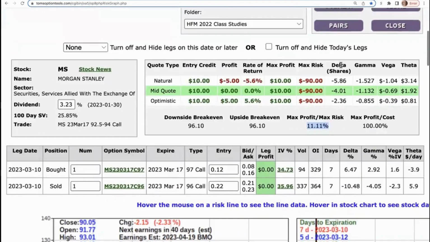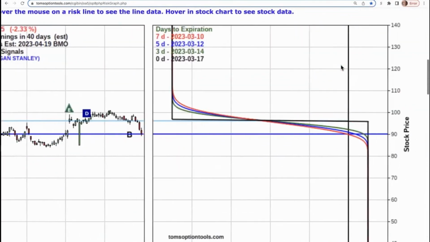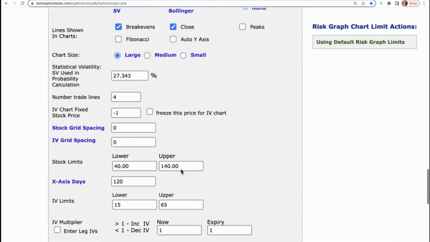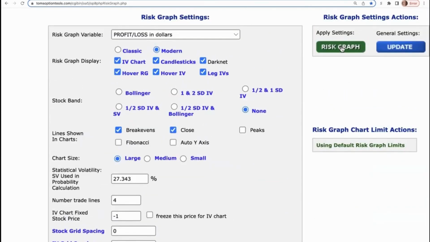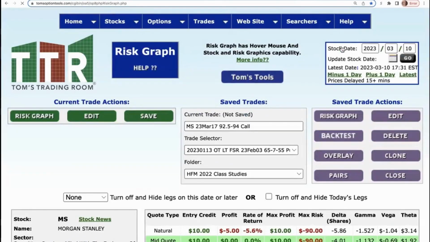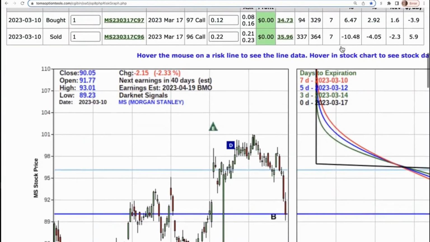Okay, let me zoom in here. I want to demonstrate something else. There's an added benefit to selling credit spreads in this environment. I'm going to zoom in from 80 to 110 to zoom in to this part of the risk graph. Let's go from 80 to 110 and then hit risk graph. And let's zoom in. There's even more icing on the cake.